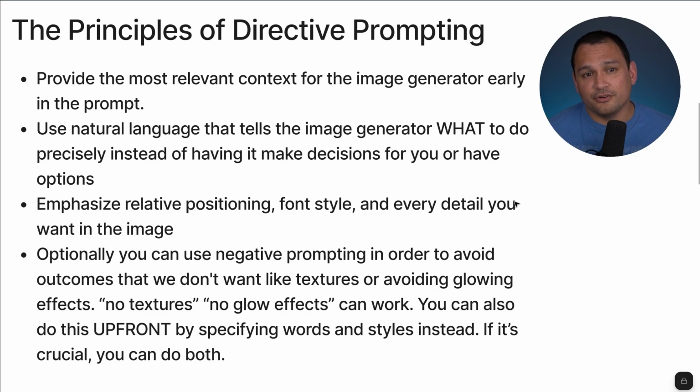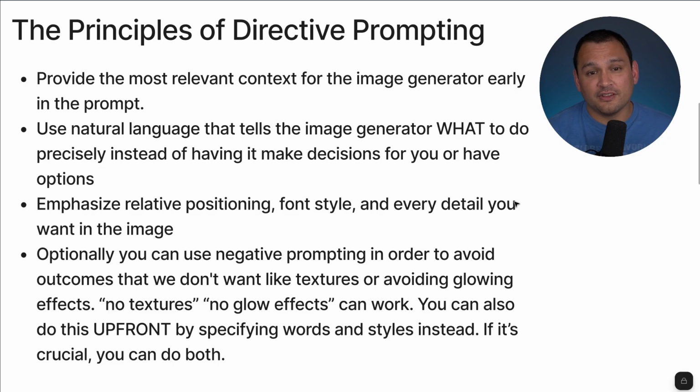Principle number 2 is that we're using natural language to tell the image generator what to do precisely, instead of having it make decisions for us. That means we're not giving it options. We're not saying something vague. We're saying we are putting this phrase above here in this relative position over this design element. Now, this kind of directive prompting will end up with, generally speaking, more cohesive designs because we aren't leaving any of it up to chance. We give relative positioning, we give the exact font style, and every detail that is a must-have for the image.